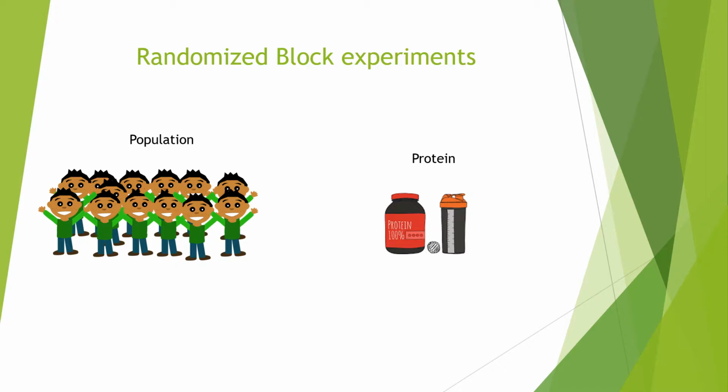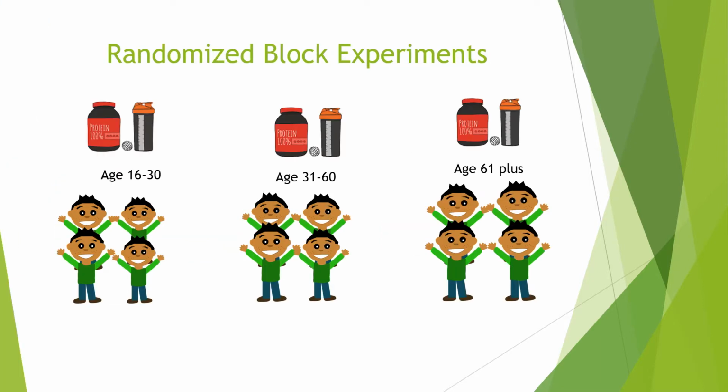Using the randomized block experiment technique, we can then divide the whole population into different subgroups. With the confounding variable we found earlier, we can divide it in that way. I divided, or blocked, my data into ages of 16 through 30, 31 through 60, and 61 plus. Now, within each block, the randomized technique is then used.